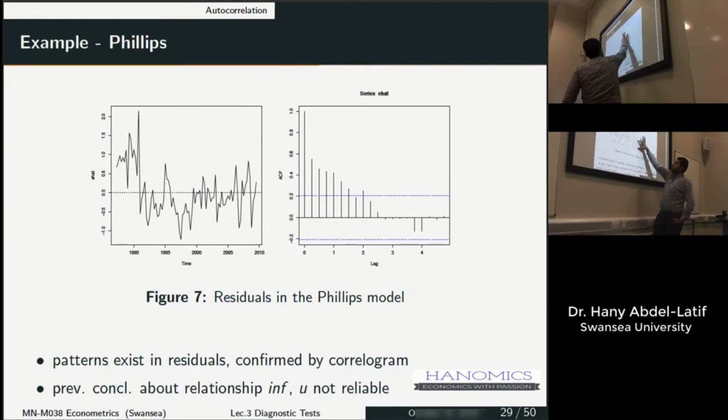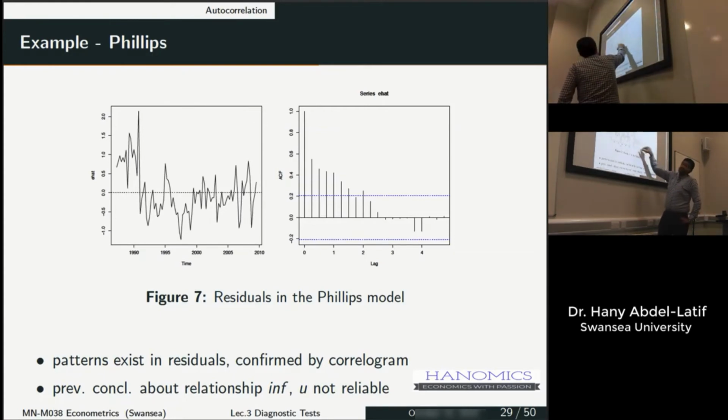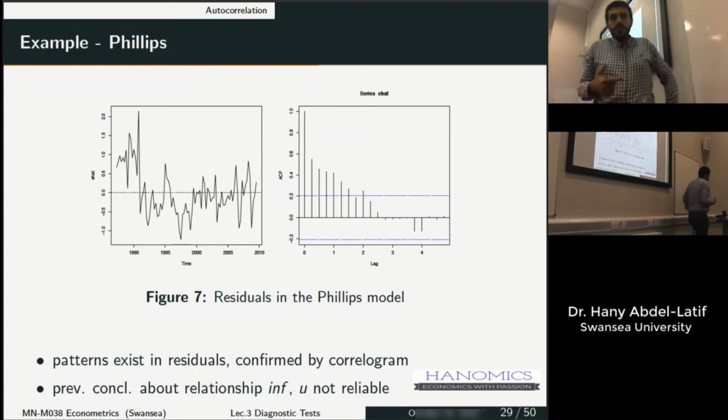See, it's above these lines, and these are different lags. Remember, these bars represent different lags. So that means we have some pattern in the correlation of the errors, and we are likely to have autocorrelation. But this is not a formal test. We need to do the formal test.